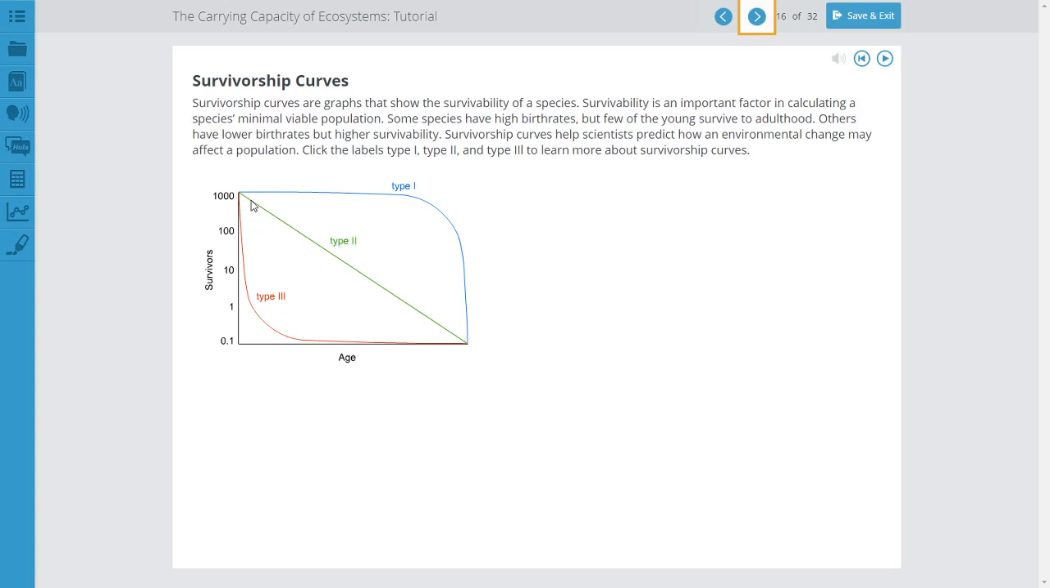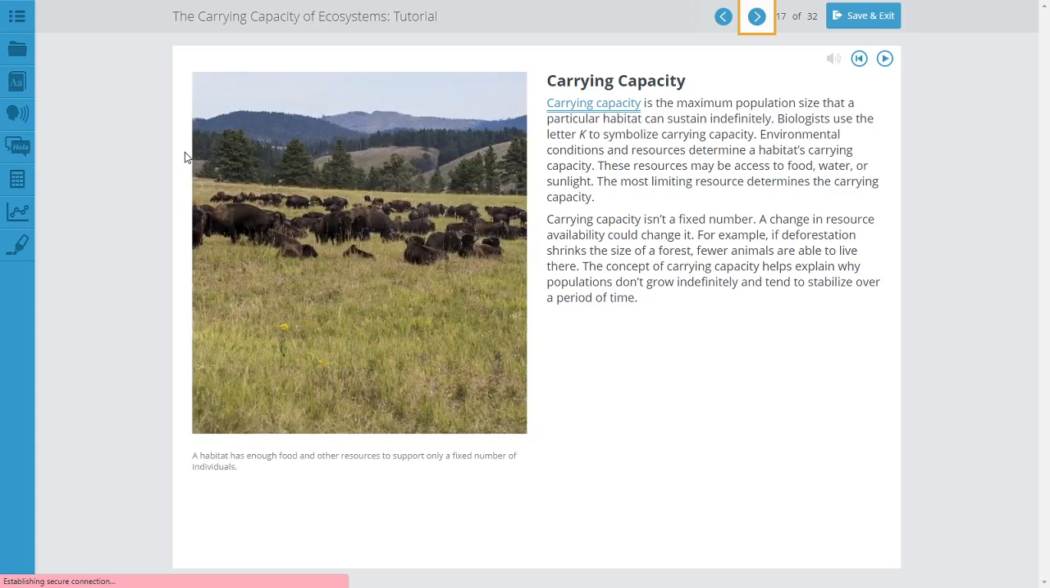Type 2 is just any kind of, birds typically follow a type 2. Some of them die young, some die middle-aged, some die old. When you're going through this, if you want to, you can click it and it will tell you what these things are. So those are the survivorship curves, and every species usually follows one of those three. Okay, so then that leads us to carrying capacity, which is what the whole point was.